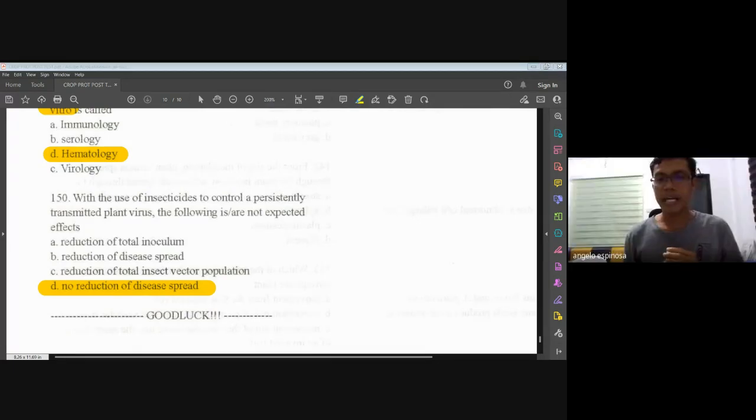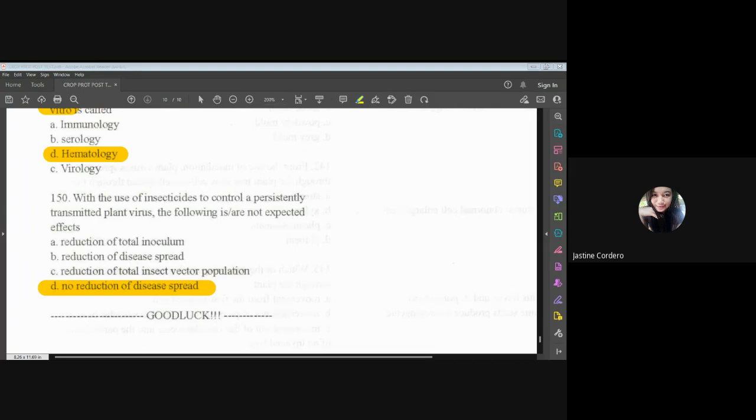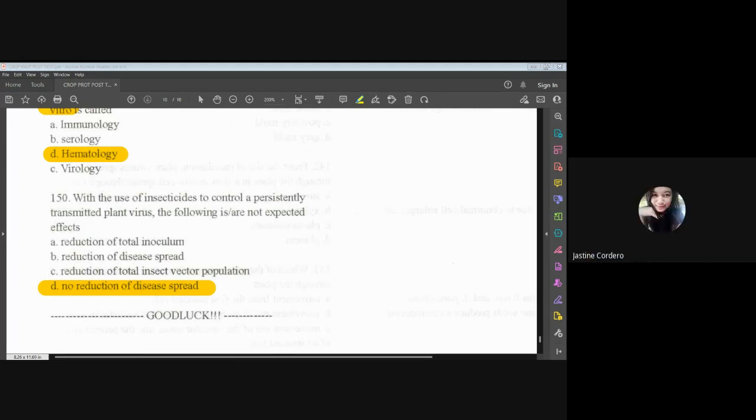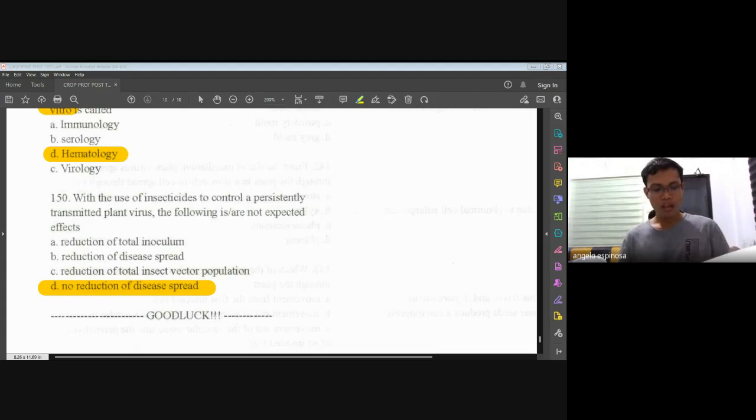Number 17, it's letter D, coxa. Number 18, letter C, spiracle. Number 19, letter C, abdomen. Number 20, letter B, cephalothorax. Number 29, letter D, Cynodon dactylon. Number 49 and 50. Letter B, insecticides. Number 50, letter D, flooding.